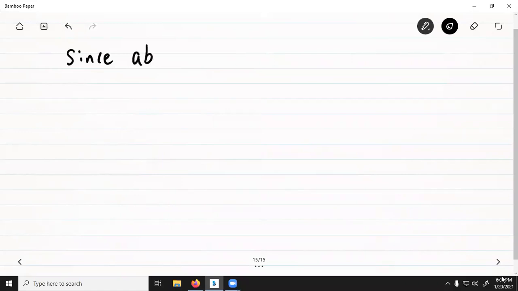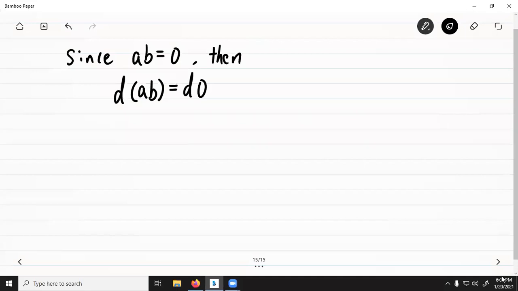since A times B equals 0, this is a given, right? Then we multiply D on both sides. We just proved the result: a real number times 0 must be 0, right? So it's equal to 0. So D times A times B equals 0.